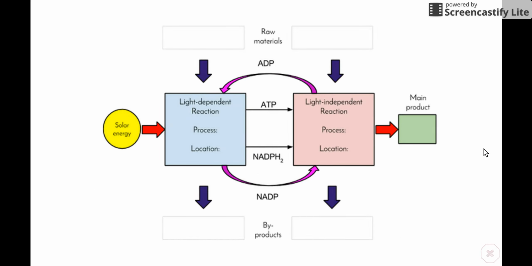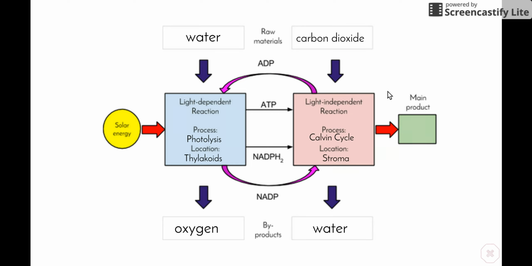So this image just nicely puts it all together so we can have a look. If we start off with our water coming in to our reaction, as well as our solar energy over here, into our light-dependent reaction. This process is known as photolysis, and it takes place in the thylakoids, and the output or the byproduct is oxygen. So the hydrogen that's left over from the water then moves into the light-independent reaction, as well as the carbon dioxide from the air, in a process known as the Calvin cycle that takes place in the stroma, and the byproduct of this is water.